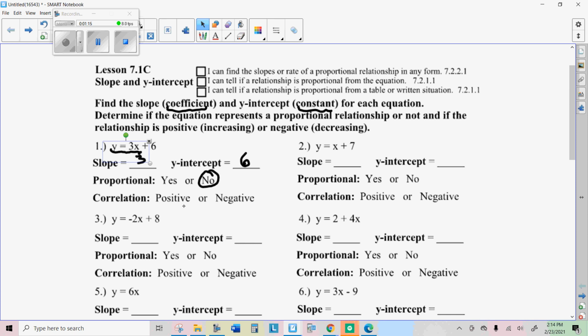And then if the slope is positive, then the correlation is positive. If the slope is a negative number, then the correlation is a negative number. Okay? So when you don't have a number in front of the x, there's a hidden number there. X is the same as 1 times x. So remember, there's a hidden number there. So the slope is 1 when you just have x like that. Y-intercept is 7. This is not proportional because you have the plus 7 in there. And since our slope is a positive 1, it's a positive correlation.